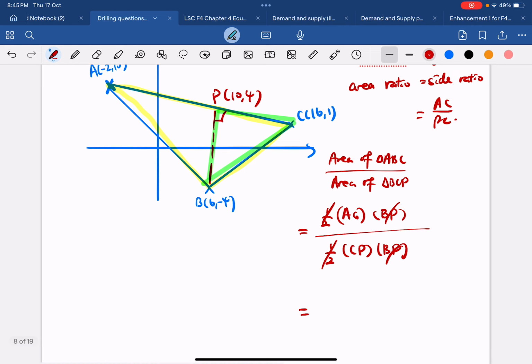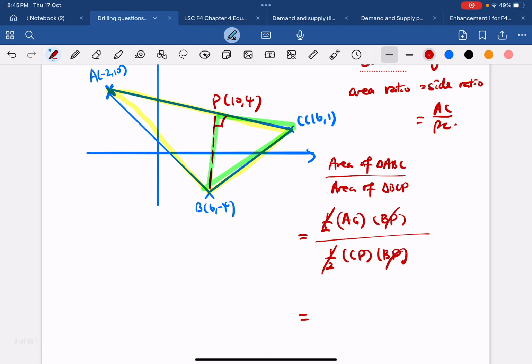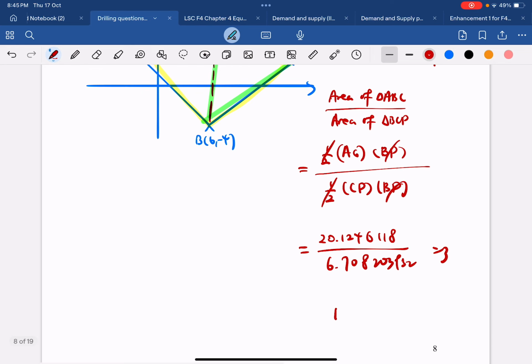So how to find AC? You just use the distance formula. I'm lazy, so I don't write the steps for you. So you know AC is, let me see, something like this. And then PC would be something like this. So when you divide them, it will give you 3. So the ratio would be 3:1. Okay, so that's all for the orthocenter. So it's the end of this lesson.